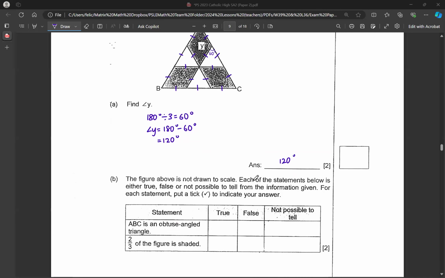Now for B, the above is not drawn to scale. Each of the statements is either true, false, or not possible to tell. So we're supposed to tick which, for each of these statements, is true, false, or not possible to tell. Now let's look at the first statement. They say ABC is an obtuse angled triangle.